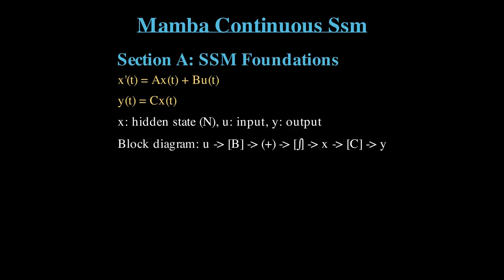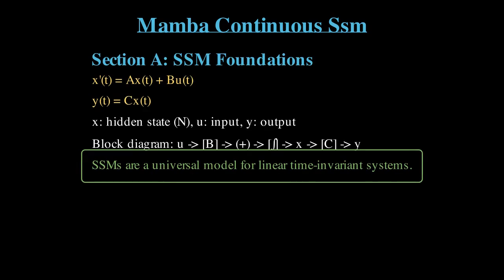Think of it this way: x is the memory, u is new information, A dictates how memory evolves on its own, B controls how new information enters, and C is how we read out a useful result from the state. This formulation is incredibly general; any linear time-invariant system can be written this way.